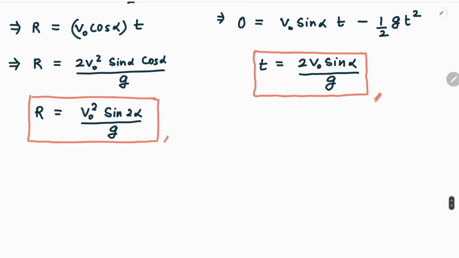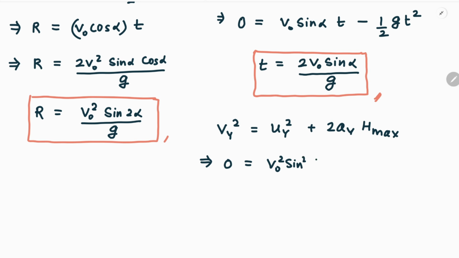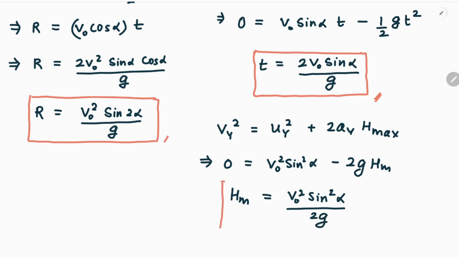For the y-axis, we are again solving along the y-axis, where the instantaneous velocity in the y-axis direction is 0 when displacement along y-axis is h max. So we get v square equals u square minus 2g h max. So h max is equal to v naught square sine square alpha by 2g. This is the maximum height attained by the particle during its projectile path.